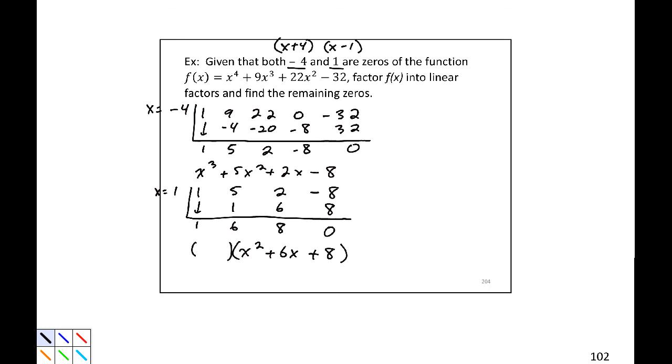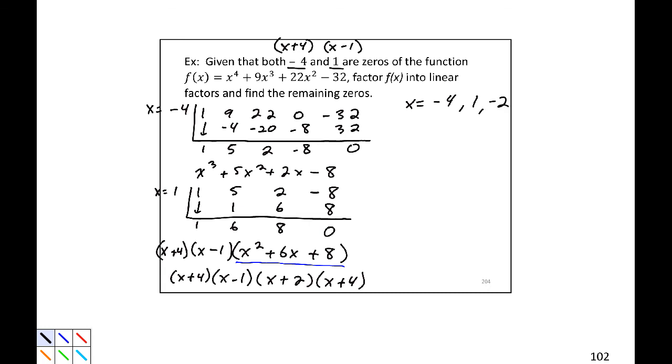Well, we have two factors that we know already, x plus 4 and x minus 1. Now we can factor x squared plus 6x plus 8, so that we have x plus 4, x minus 1, x plus 2 and x plus 4. So the remaining zeros: we already knew that x equals negative 4 and 1 were zeros. Now we see we also have negative 2 from this third factor. And because x plus 4 occurs twice, that one has a multiplicity of 2.